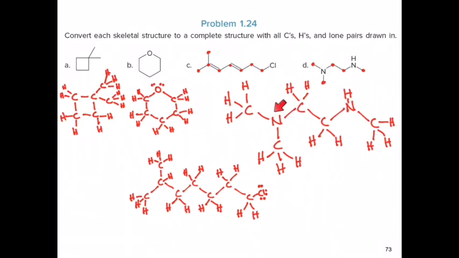And now we have to look at the heteroatoms and make sure that they have a complete octet. So looking at this first nitrogen here on the left, you can see that it only has 3 bonds, and so it's missing a lone pair. Same thing with this nitrogen right here. It has 3 bonding pairs. It's missing a lone pair. All right, so this is the complete Lewis structure for this molecule.